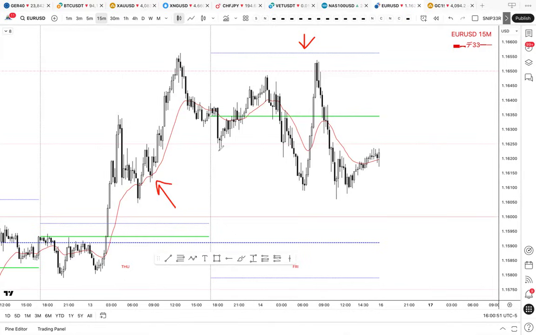But let's look at this a little bit carefully. We have our pump. We have our coil. We have our dump. We have our new low. We have our trap. We have our shift. It's literally that simple.